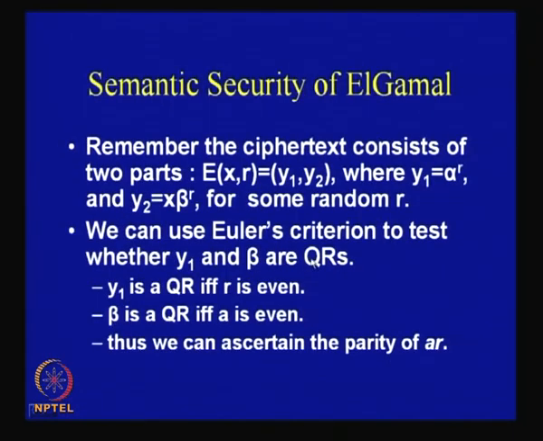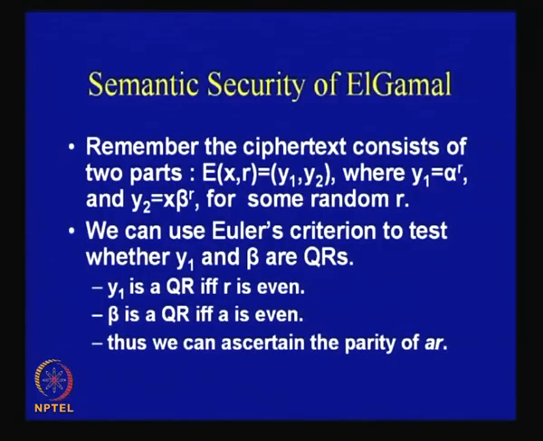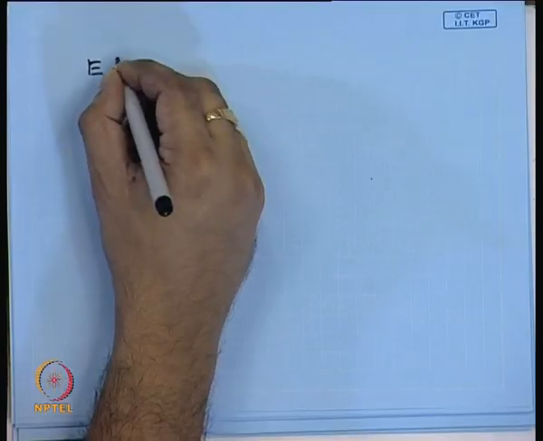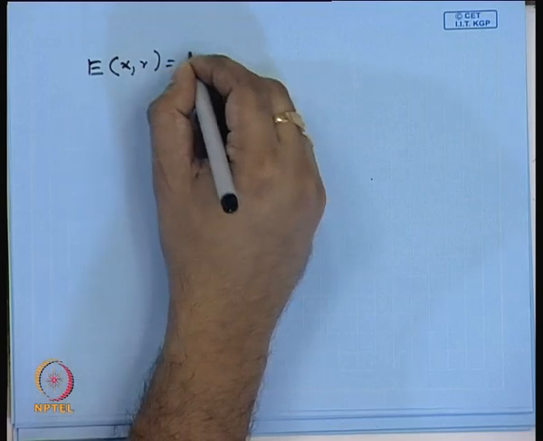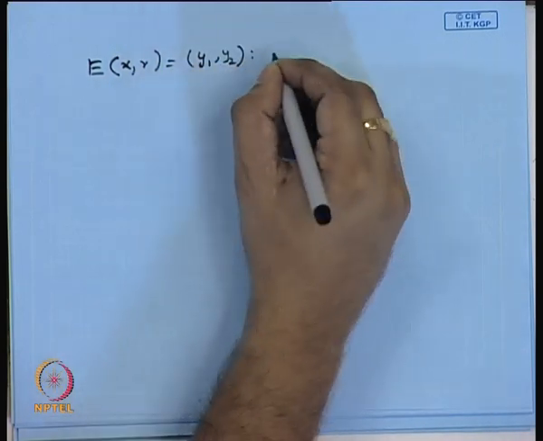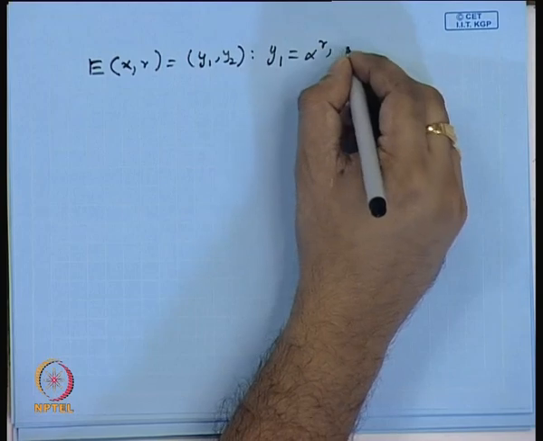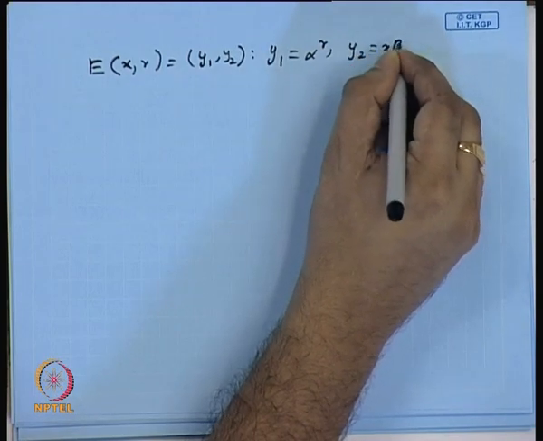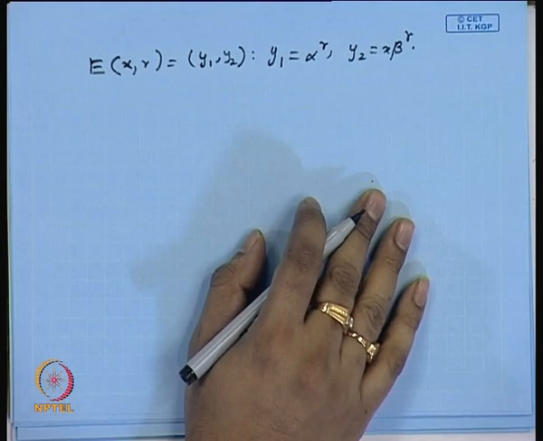Okay. So now we shall conclude with some comments on the semantic security of ElGamal cryptosystems. In this case my objective is that I have been provided with the ciphertext for two different plaintexts and I have to distinguish. I have to say from the ciphertext whether x1 has been encrypted or whether x2 has been encrypted. So let us recap the ElGamal cryptosystem. We know that E of x comma r is equal to y1 comma y2, where y1 is equal to alpha power of r and y2 is equal to x multiplied with beta power of r for some random r.